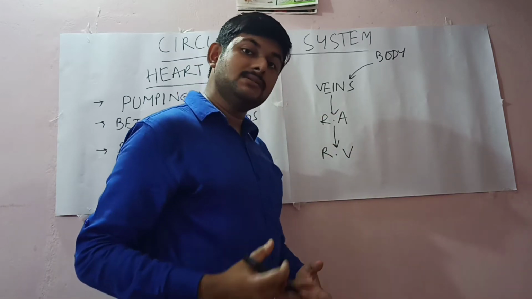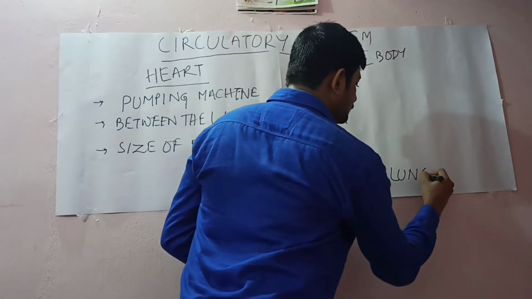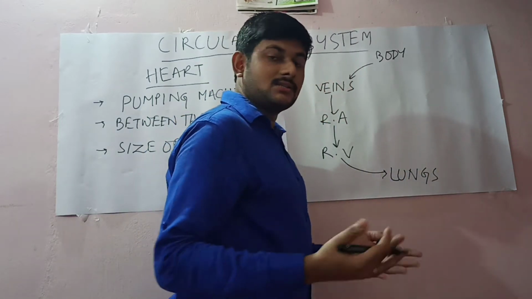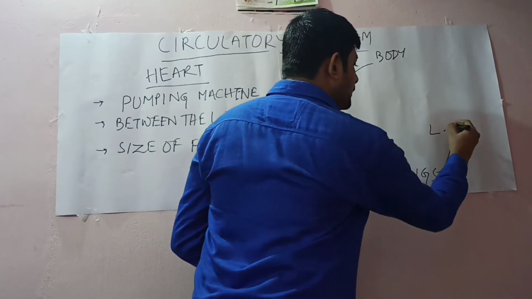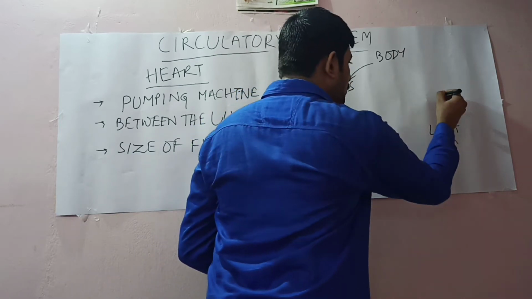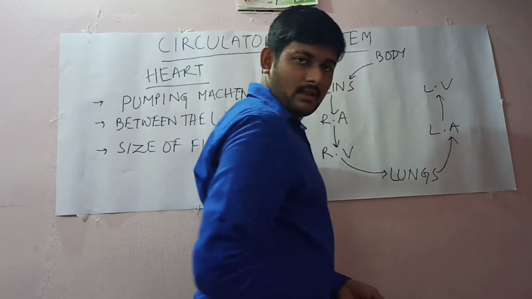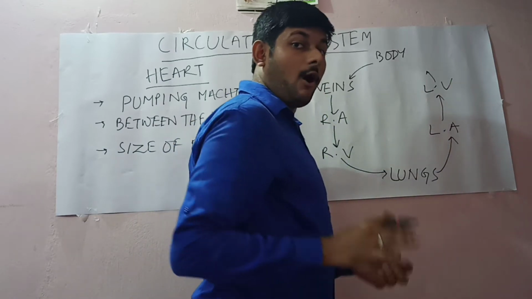From the right ventricle, where does it go? It goes to the lungs for filtration. From the lungs, it is transferred to, again, where? The left atrium. From the left atrium, it is transported to the left ventricle. From the left ventricle, it is transported all over the body, the oxygenated blood.